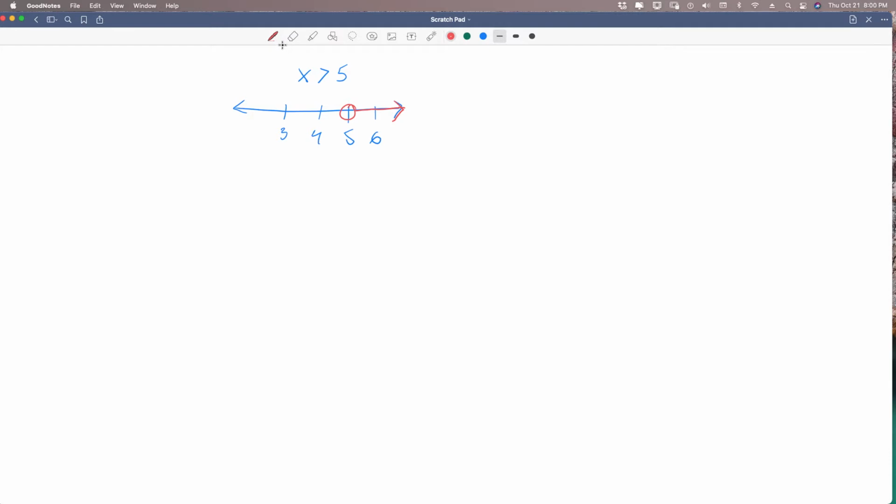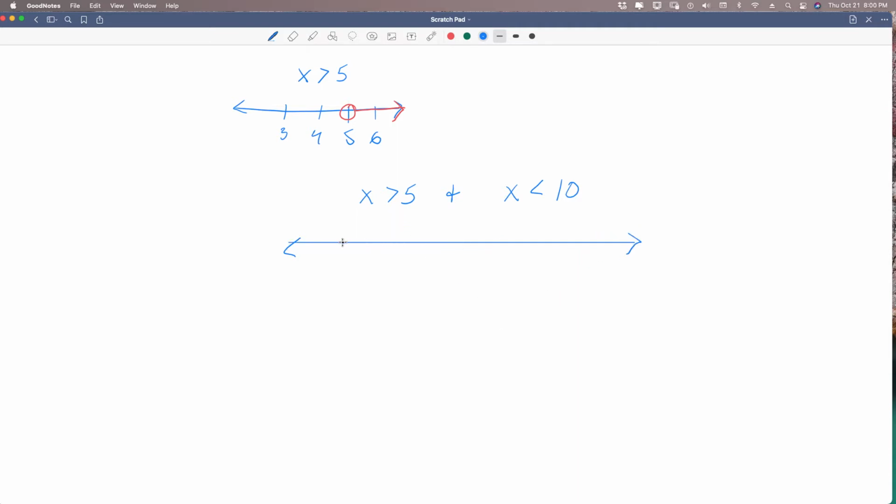So what if we have two conditions for x that overlap? What happens then? Well, let's see. What if we have a condition where x is greater than 5 and x is also less than 10? And how would that look on a number line? Well, let's draw our number line and see what that would look like.